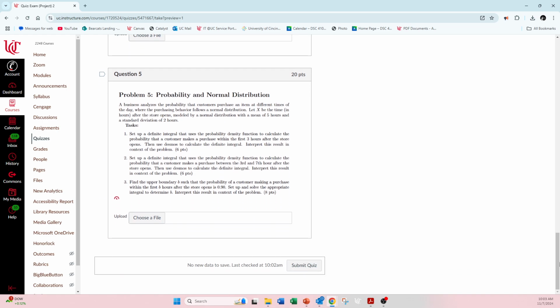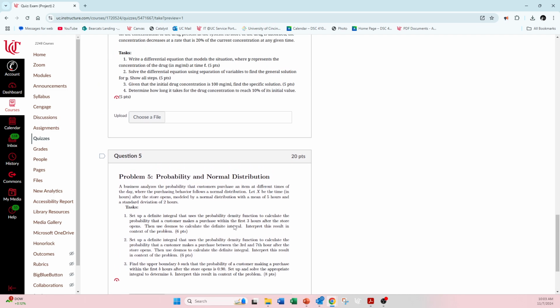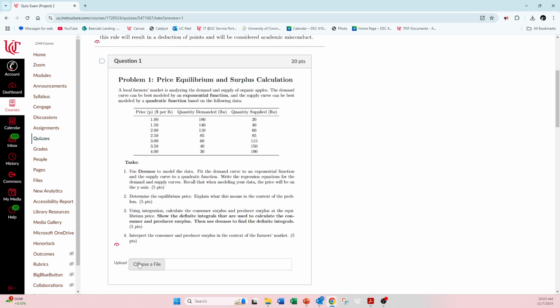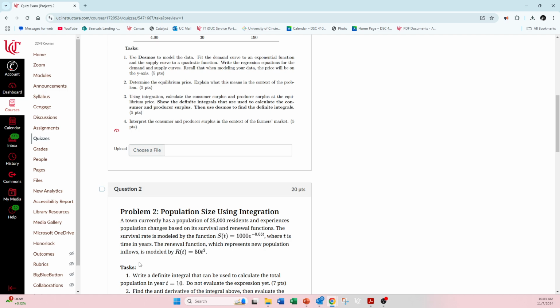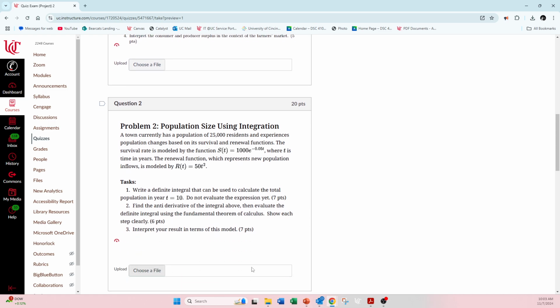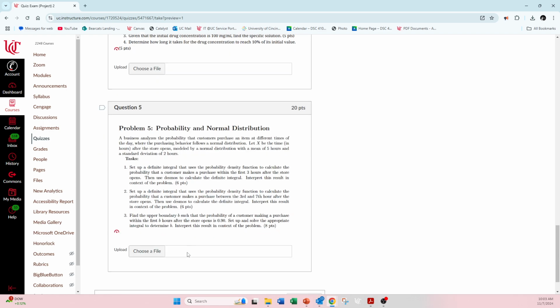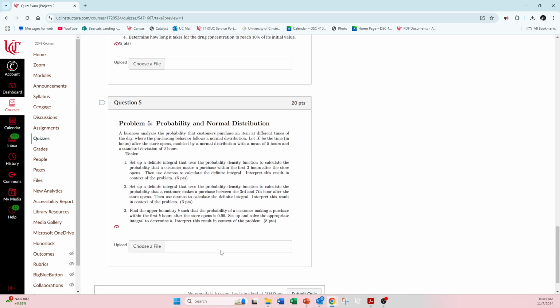If you weren't there on Wednesday, make sure that you upload a file for each question. On question 1, please do your work and then upload a file that shows me your work only on problem 1. And then for problem 2, upload a file that only shows me your work on problem 2, and then problem 3, problem 4, and problem 5. So you're going to be uploading 5 different files that correspond to each one of those questions.